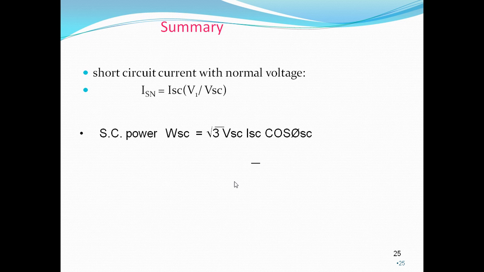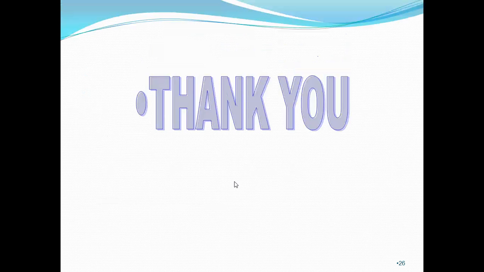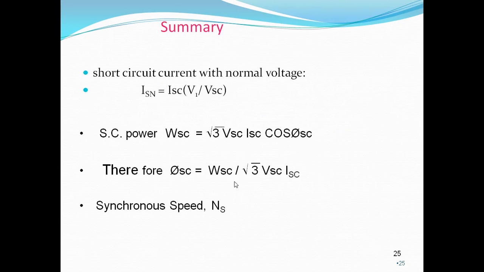So short circuit power is equal to root 3 into VSC ISC cos phi SC. So cos phi SC is equal to WSC by root 3 VSC into ISC. And synchronous speed NS is equal to 120 F by P.